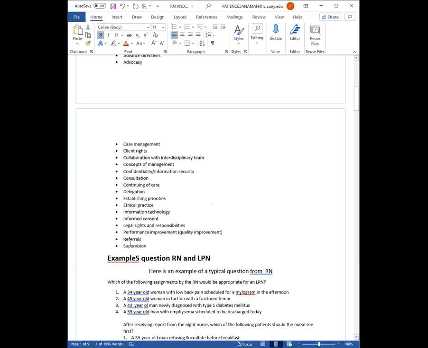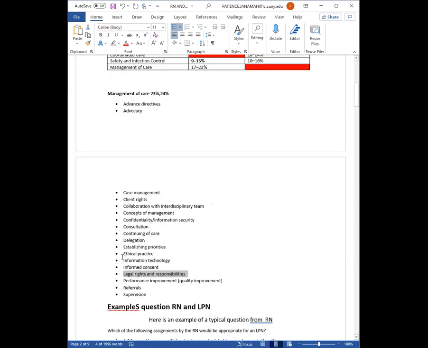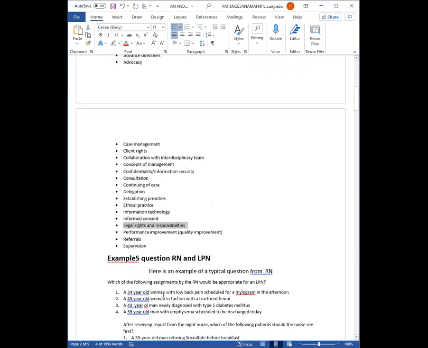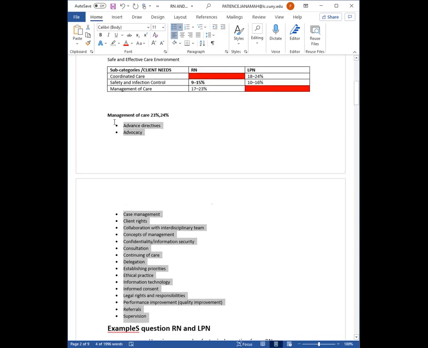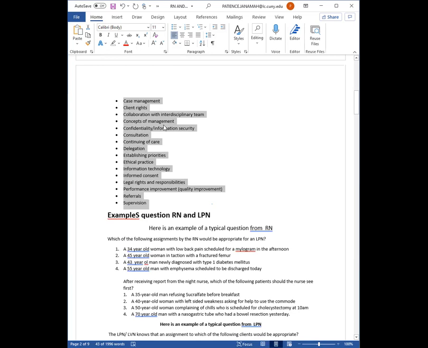Now, supervision, referral, performance improvement, legal rights and responsibilities, informed consent, ethical practices, information technology. This is patient information and all those things. You need to know what all these things are. I remember I tackled it. I gave a video under that. I'm still working on them. I'm making a video under each of these to explain, so that once I make these videos on these topics, then I teach you the content. That's how I set it up. So I explain these in the videos.